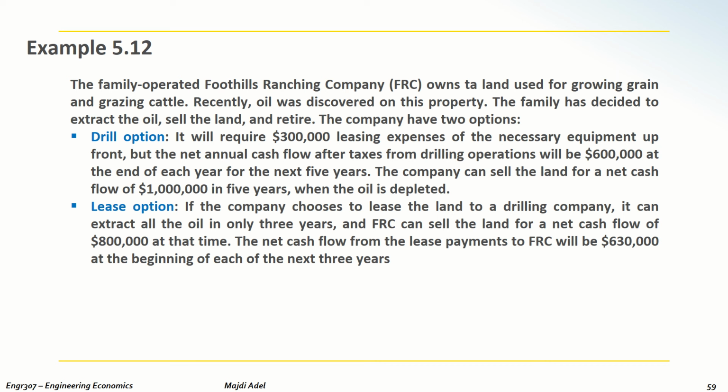They will lease equipment that costs $300,000 at the beginning, but every year they will get $600,000 net income for 5 years. The company can sell the land at a net cash flow of $1,000,000 after 5 years when the oil is depleted. After the oil runs out from their land, they will sell the land for $1,000,000.